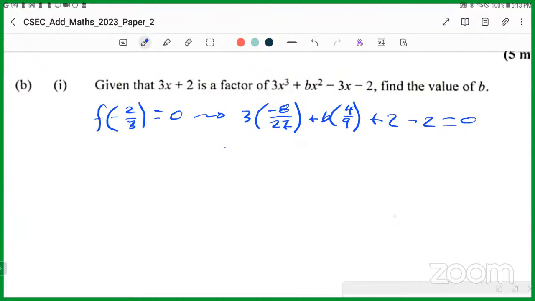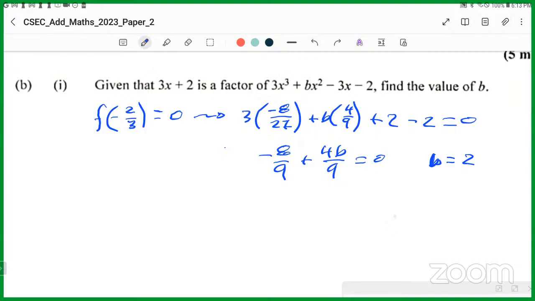All right, this now becomes negative 8 over 9, plus this becomes 4b over 9. This wipes out each other, and I'm left with 0. So basically, the b is equal to 2, because the 9's cancel. If you multiply 2 by 9, you have a 0 here. And then the b equals 2.